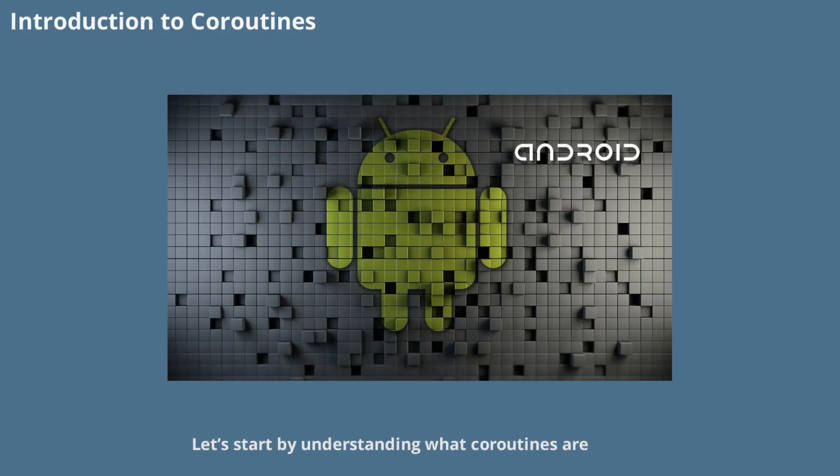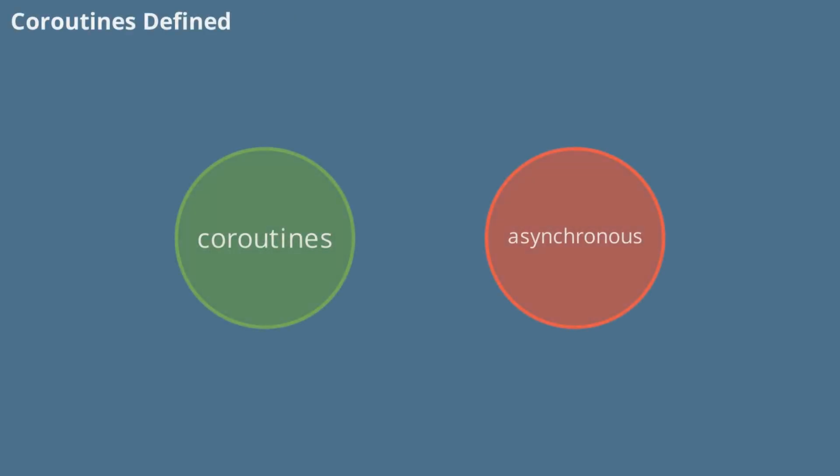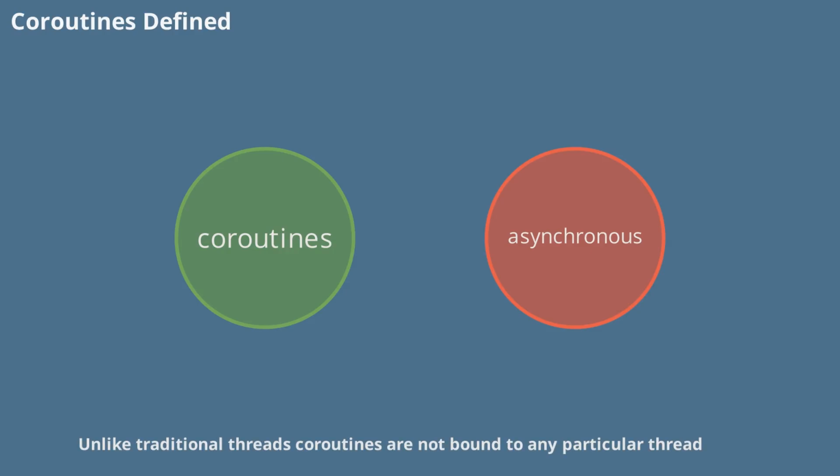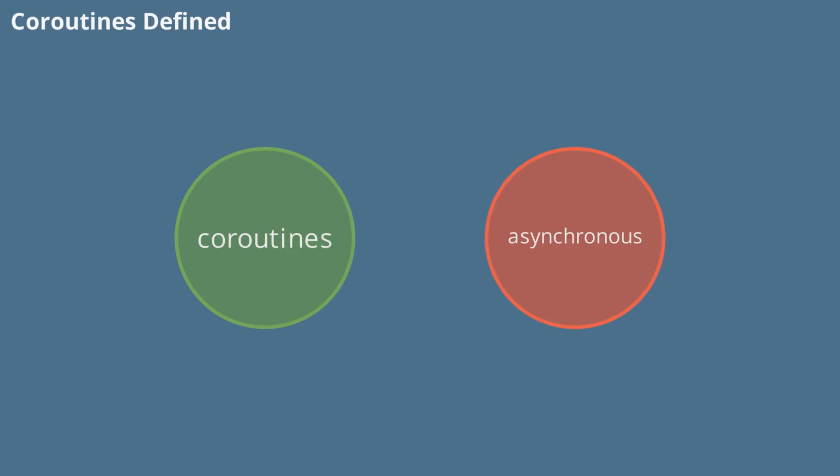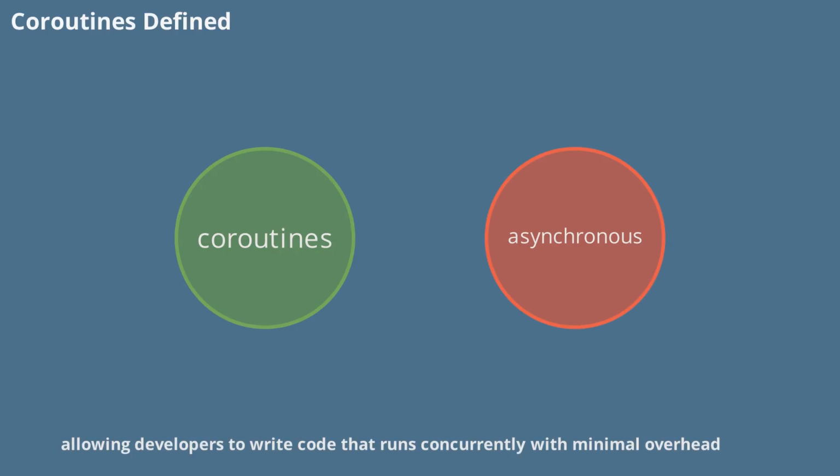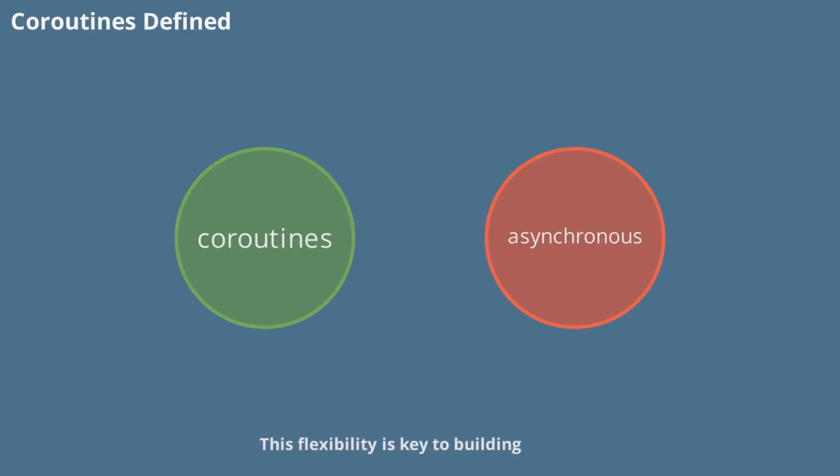Let's start by understanding what coroutines are and why they matter in modern Android apps. Coroutines are cooperating functions that provide a more efficient and readable way to handle asynchronous tasks. Unlike traditional threads, coroutines are not bound to any particular thread. They can suspend execution in one thread and resume in another, enabling concurrent operations without blocking resources. Introduced in Kotlin version 1.3, coroutines have become a staple for modern Android development, allowing developers to write code that runs concurrently with minimal overhead. This flexibility is key to building responsive apps that handle background tasks smoothly.